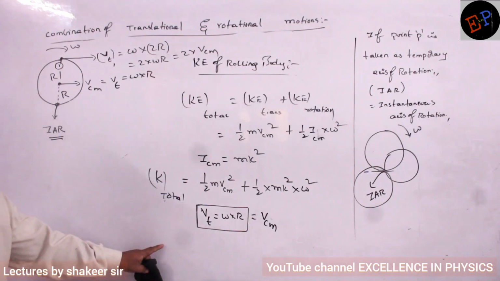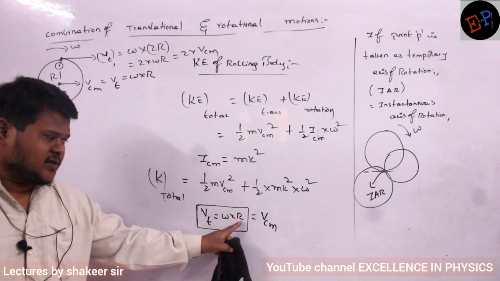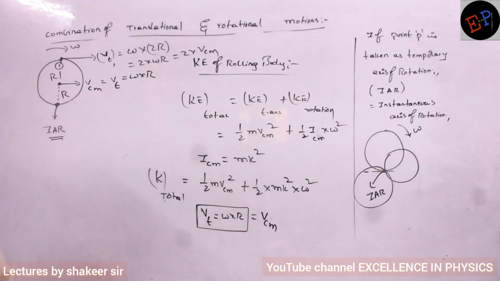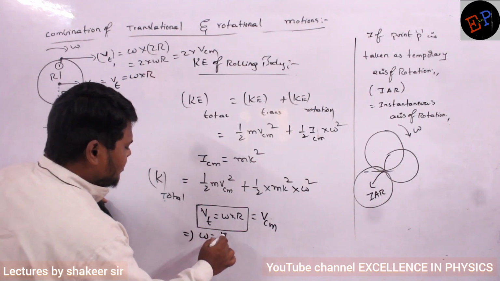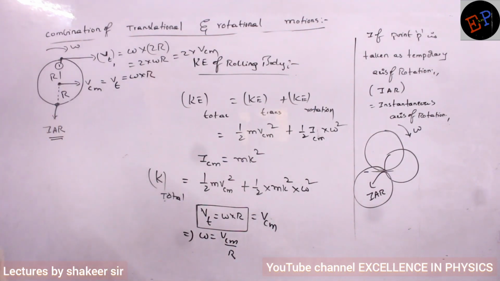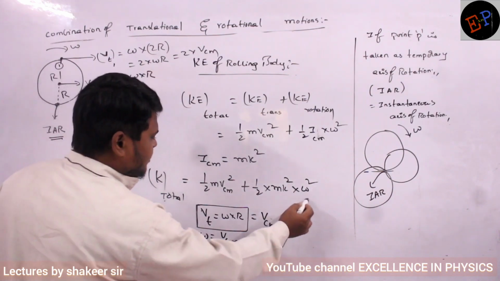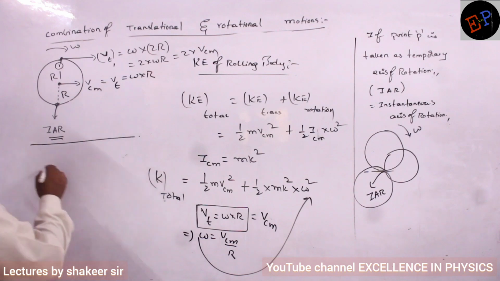I can write no more. So therefore, instead of omega, what can I write? Can I write V center of mass divided by r? So instead of omega, I can write V center of mass divided by r. Take this value and substitute here. Are you able to understand? Therefore, what is the total kinetic energy?